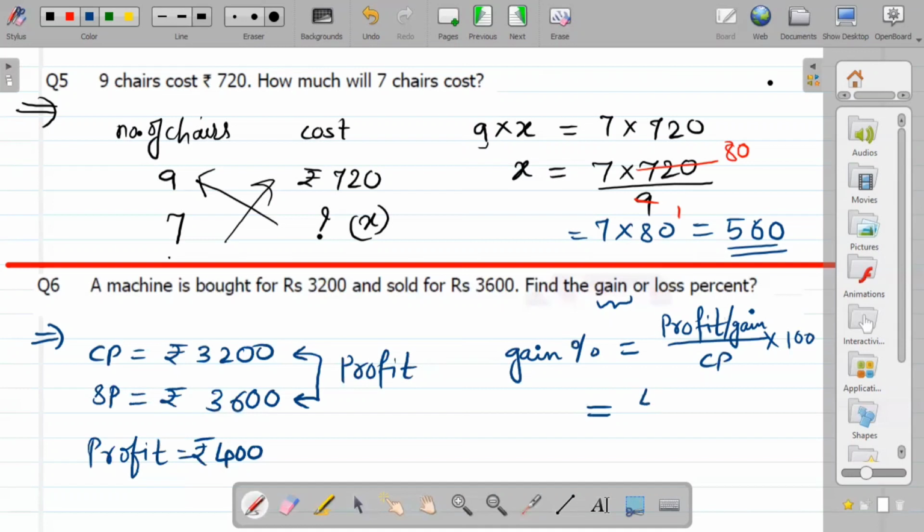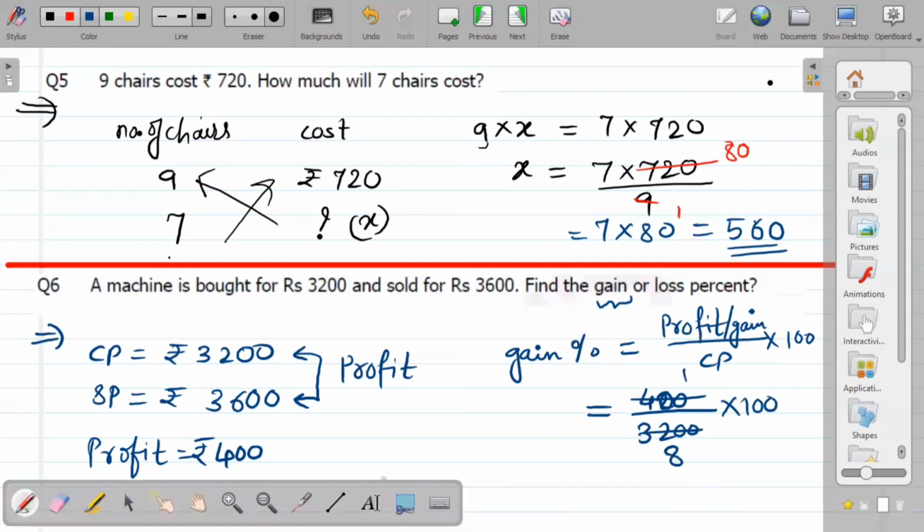So how much profit is there? That is 400 is our profit. CP is 3,200 multiplied by 100. Now 400 ones are 400, 400 8s are 3200. So what is remaining? 100 upon 8, which is equal to 12.5. Now it's a gain percentage, so it's 12.5%. Now let's just move to the next question.